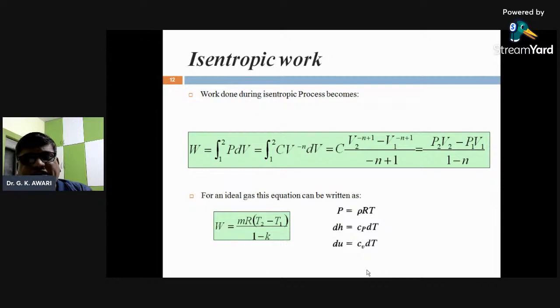For an ideal gas, this equation can be written as P is equal to rho RT, dh is equal to Cp dT, and du is equal to Cv dT. So therefore, W is equal to R (T2 minus T1) divided by 1 minus K.